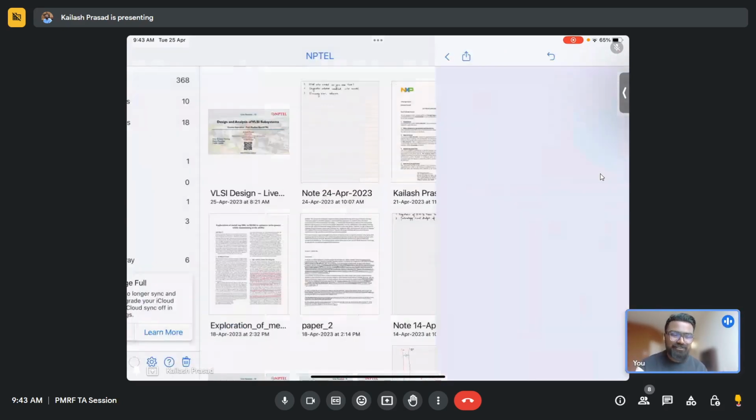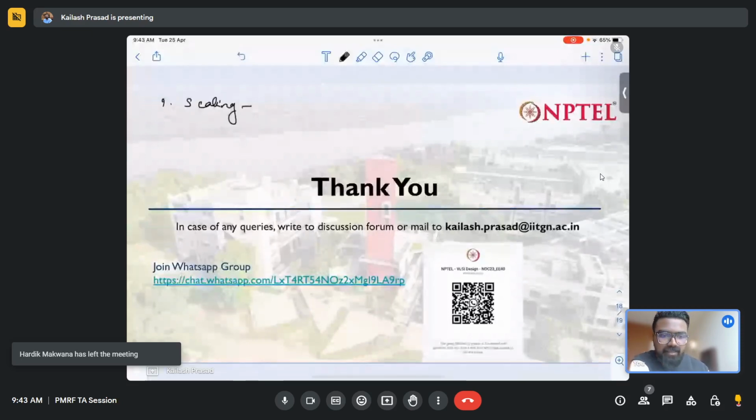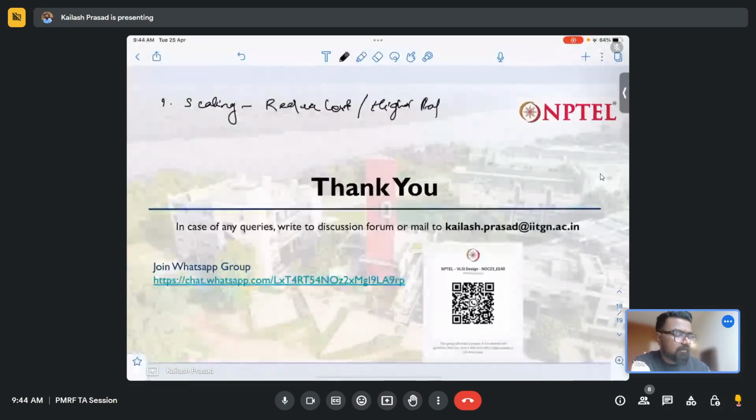A lot of questions, but I think I have understood what you are trying to ask. The first thing is, why do we do scaling? That's the first thing we should understand. The scaling is being done to reduce cost, to get higher performance, and higher power benefit, or lesser power, you can say. So that's the basic idea behind scaling.